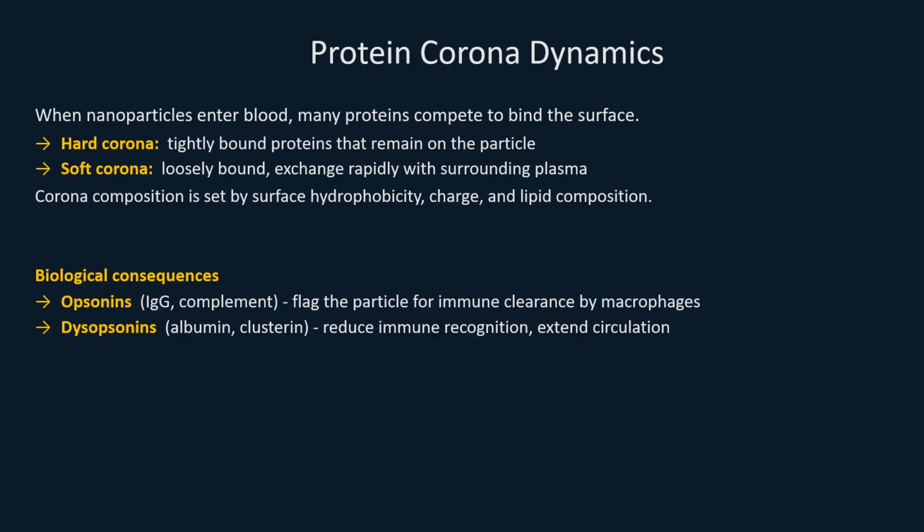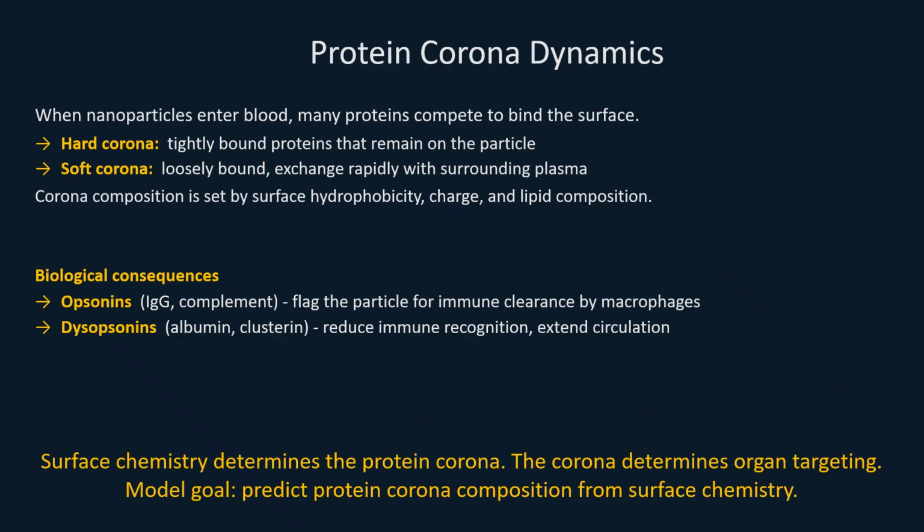Different proteins lead to different biological outcomes. Some proteins promote immune recognition and clearance by macrophages. Some other proteins, for example, reduce immune clearance and help nanoparticles circulate longer. So from a modeling perspective, this means that surface chemistry does not directly determine organ targeting, but what it determines is the protein corona, which then controls biological interactions.